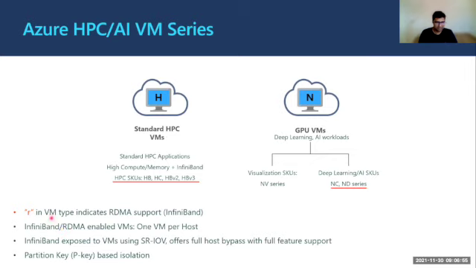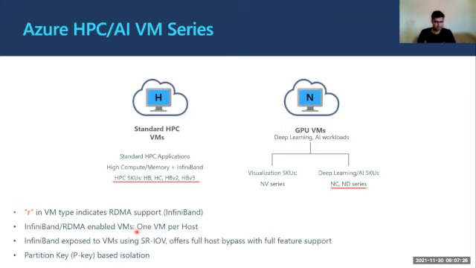And quickly, to identify if a VM type supports IB or RDMA, if the VM name has a little r, that means it has RDMA support. And in all the IB-enabled VMs, we only have one VM per host. So your VM is solely allocated to you. You're not sharing the host with some other customer. So that's key.